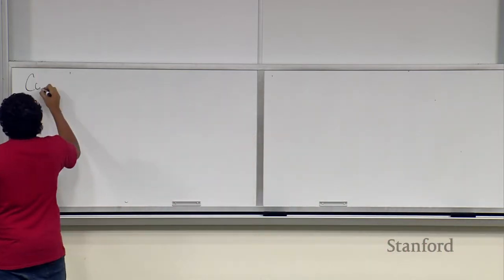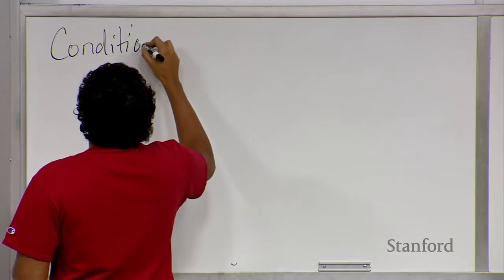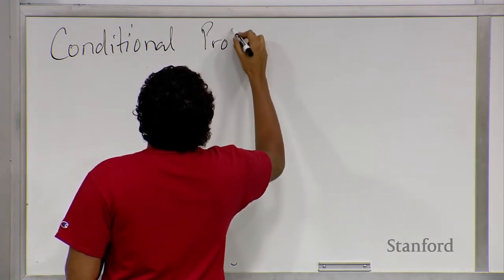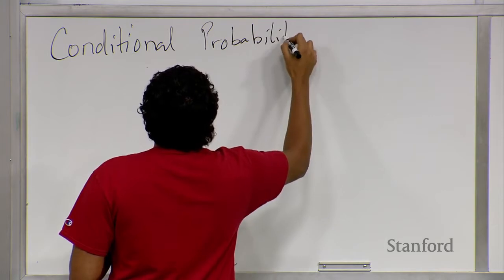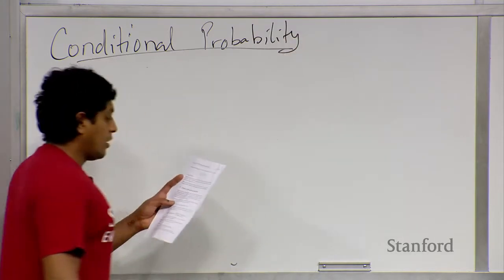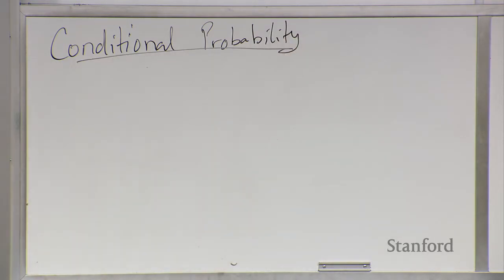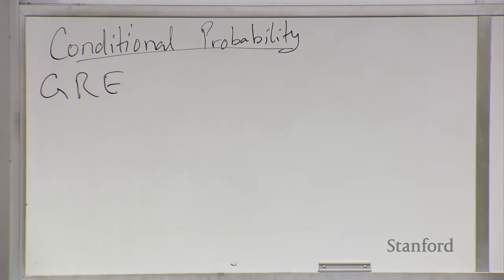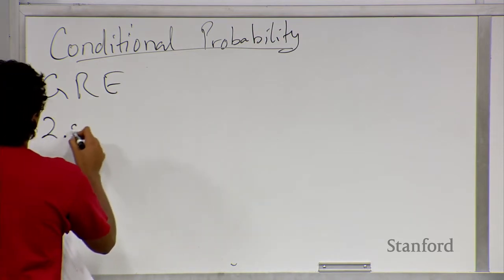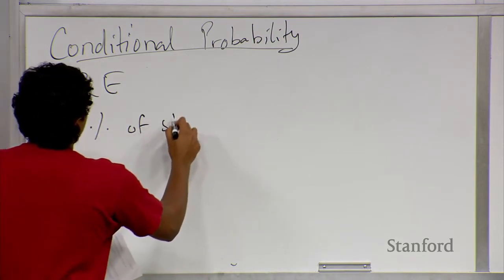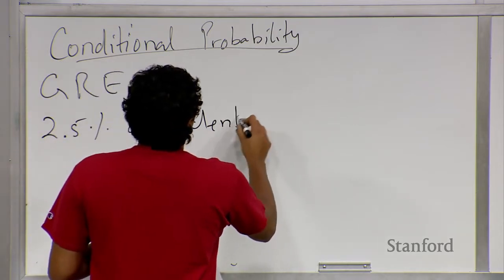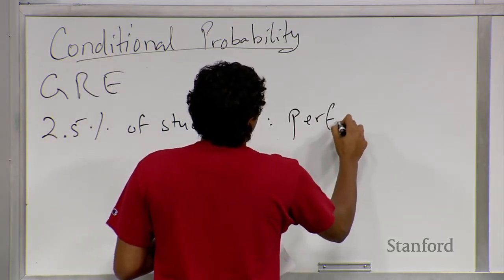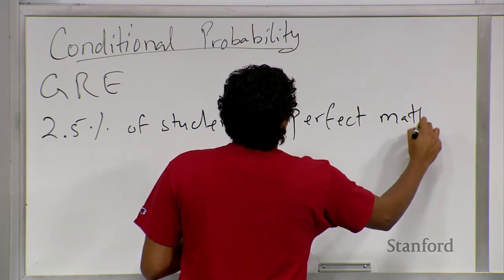Okay, so let's now go to the definition of conditional probability. All right, so I'm again going to do this by using an example. So let's say you are taking some sort of standardized test, let's say the GRE, and you see that 2.5% of students get a perfect score, perfect math score, let's say.